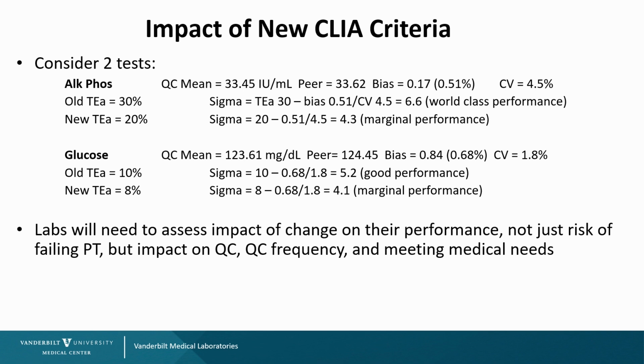Same with glucose. If we have a glucose right at the cutoff for diabetes diagnosis, 123, and our peer is reading 124.45, that gives us a bias of about 0.68%. If the imprecision is around 1.8%, and we take the old total allowable error limit of 10%, we're estimating our performance is pretty good. It's 5.2. However, the new total allowable error limit of 8% brings us into marginal performance. So we need to reassess our risk of failing proficiency testing based on these new CLIA changes.